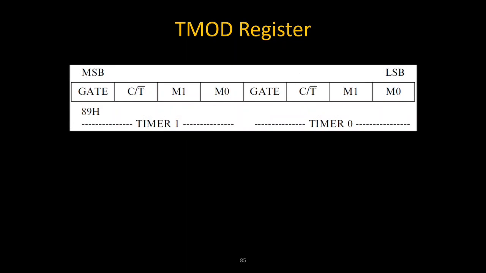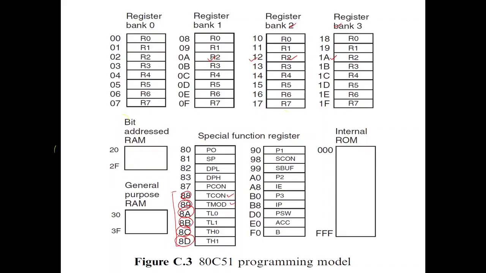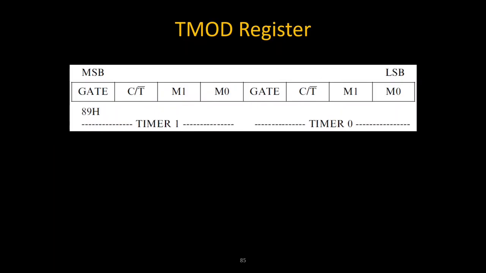After that, we can understand what the TMOD register is. The TMOD register is 8 bits, and the memory location provided is 89. What are the 8 bits allocated for your TMOD register? First is the gate for timer 1, next decides whether it is a counter or a timer, and the next two bits decide in which mode your timer is going to operate. The same applies for timer 0 also.